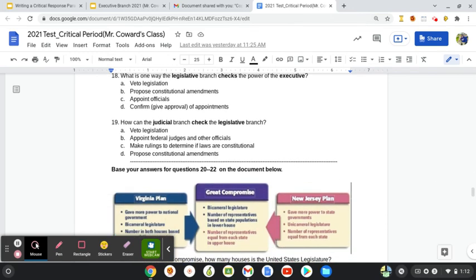And last, number 19, how does the judicial branch check the legislative branch? Does the judicial branch veto legislation? Does the judicial branch appoint federal judges and other officials? Does the judicial make rulings to determine if laws are constitutional? Or does the judicial propose constitutional amendments? Okay, we're looking for ways the judicial checks the legislative.